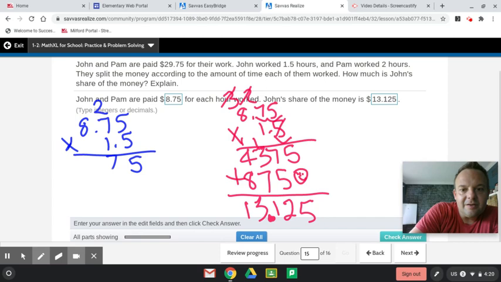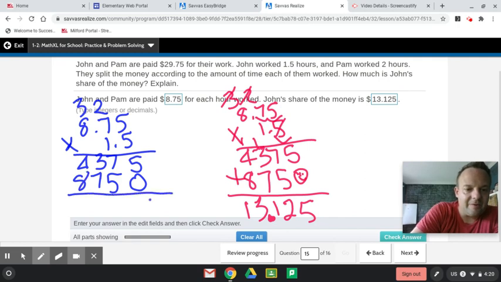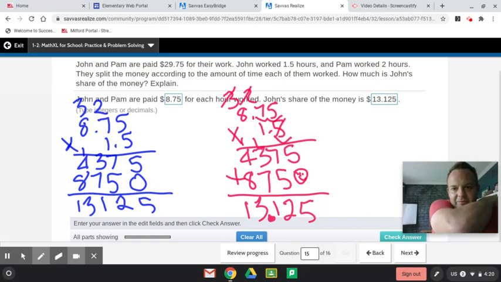37, 40, 43. Well, everything looks the same so far. 5, 7, 8. Please tell me I didn't mess up my adding. 11. 12, 13. What in the world? Did I get the hours wrong? Oh no. Let me check this real quick.